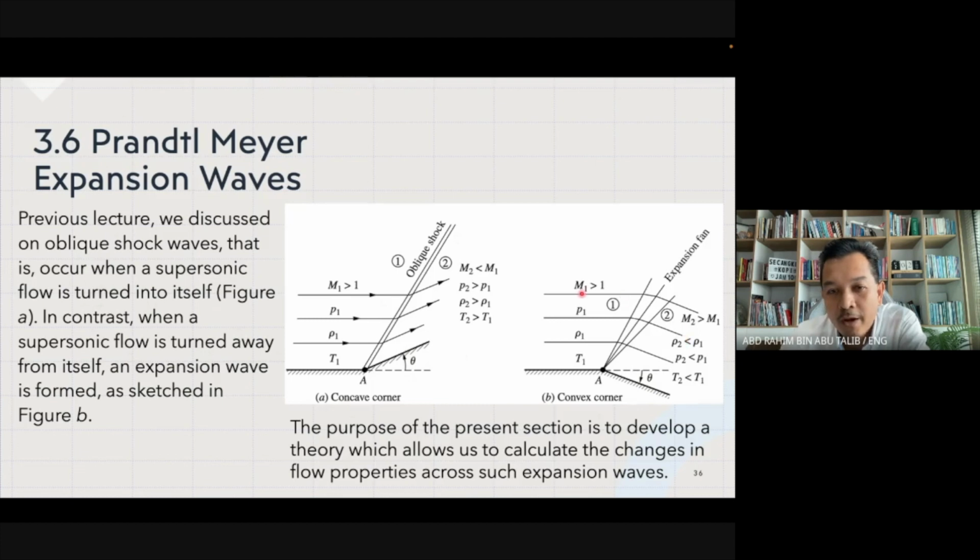Look carefully over here: the Mach number at region 2 increases compared to the Mach number at region 1. However, the density will decrease, the pressure will decrease, and the temperature will also decrease, compared to the concave corner with the oblique shock, which is the other way around.